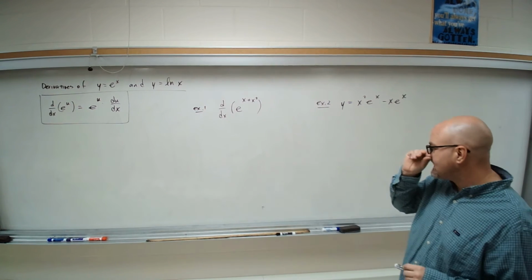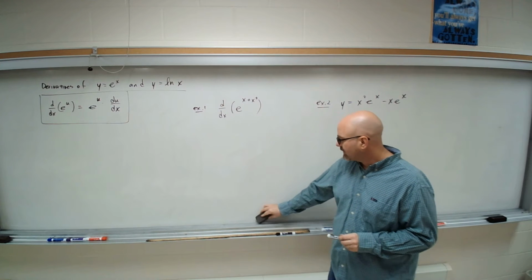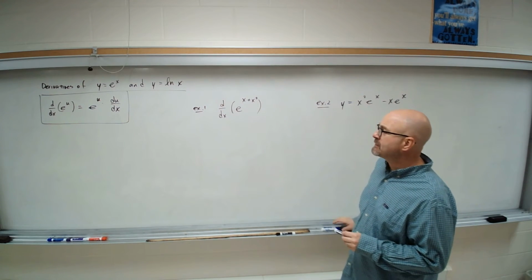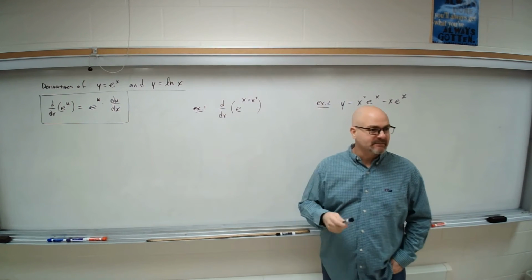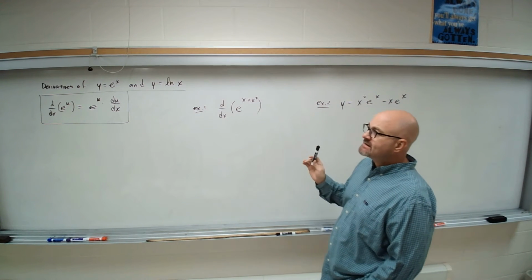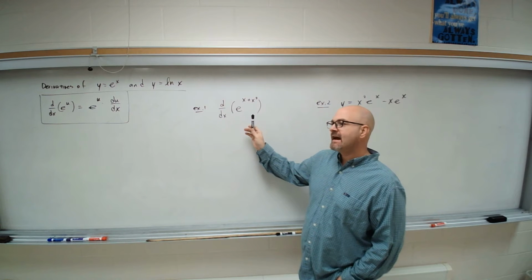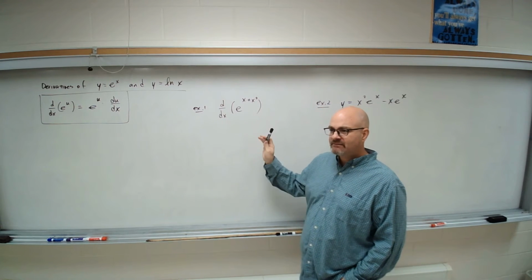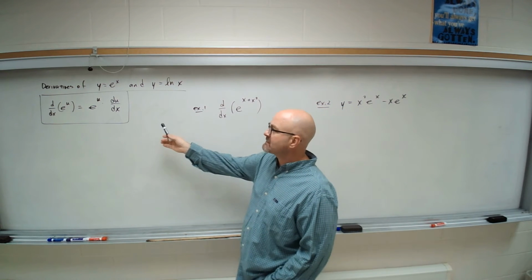Our first example here was the derivative with respect to x of e to the x plus x squared. With this, I know you could write this as e to the x times e to the x squared and all that stuff. We could, but we don't need to because we have this property here.